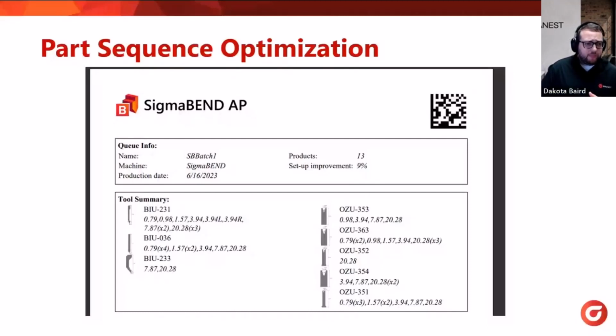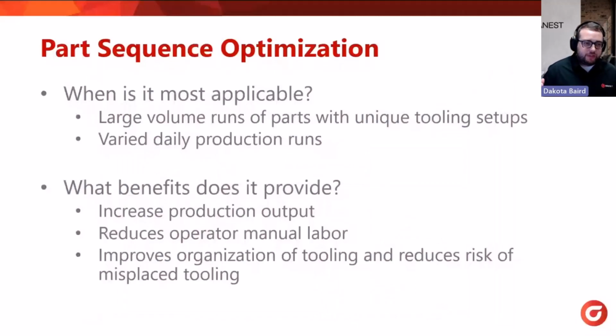So if we look at where this is most applicable, this is quite a bit different than that first feature where we're trying to reuse the setup that's already on the machine. This is a lot more beneficial for people with larger volumes of parts, like a job shop that's coming through thousands of parts a day that they're having to bend, maybe even across various machines. They've got a lot more unique tooling, a lot more unique parts and geometries that are requiring tool changes. Their daily production runs are heavily varied, so they can't really use that first tool very well, because they have to change the setup.